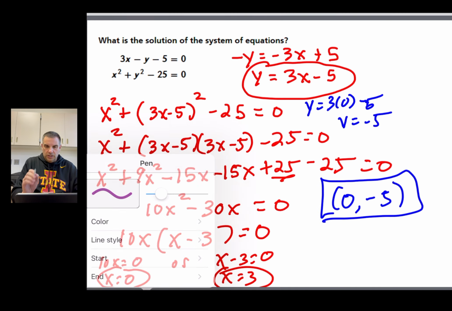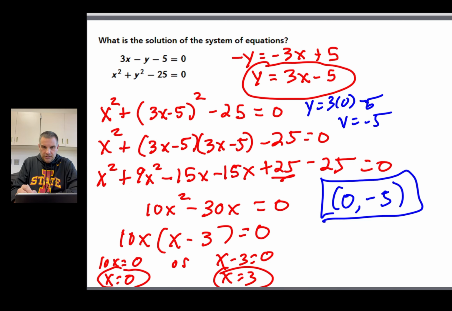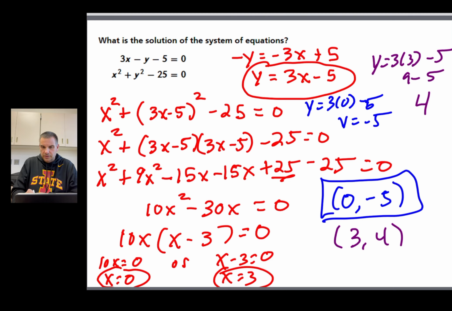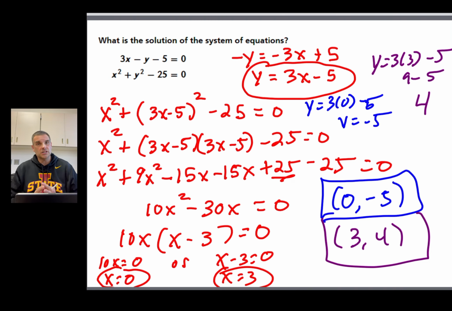We'll do the second one in purple. So we said 3. So y equals 3 times 3 minus 5. So 9 minus 5, which is 4. So we have the intersection point 3, 4. So there is the solution to that system of equations. Long process, yeah, but we're using substitution, something you've done before.